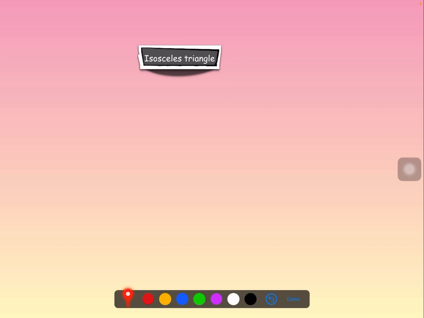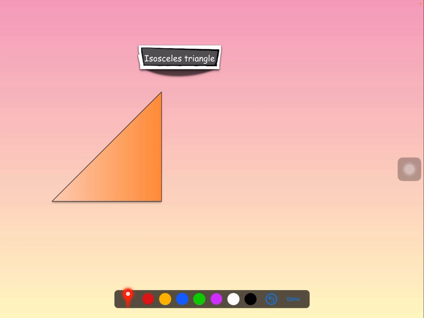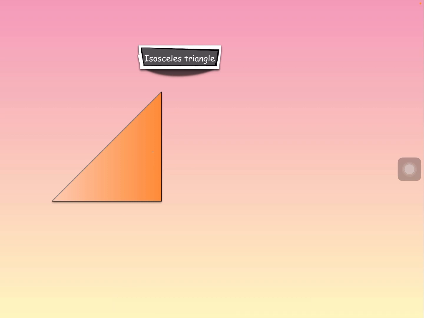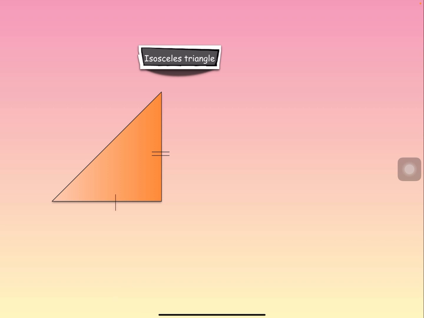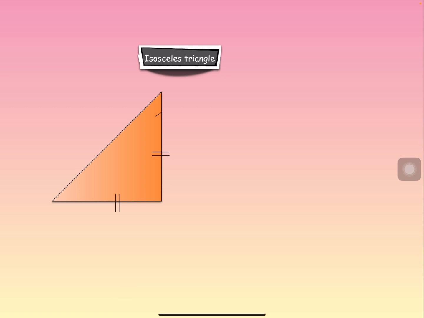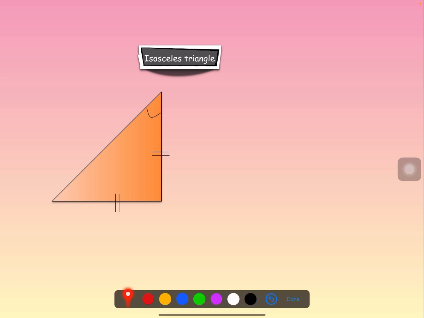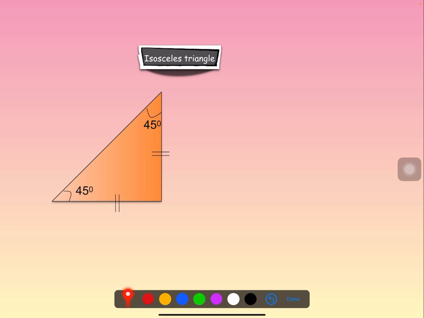Isosceles triangle. This is what it means to be an isosceles triangle. We have two sides of the same length, and this angle must be 45, and so this angle is 45 also.